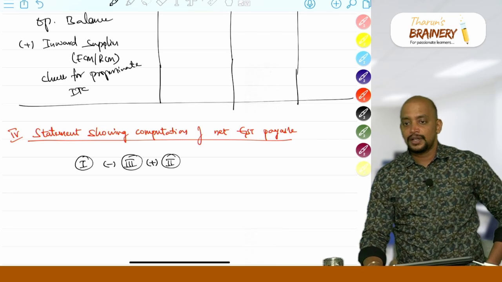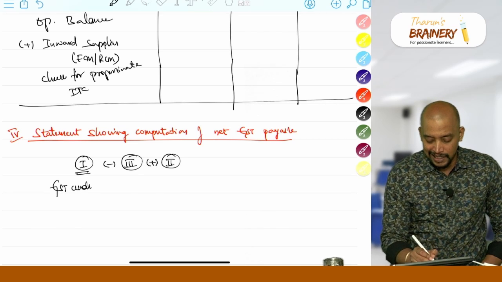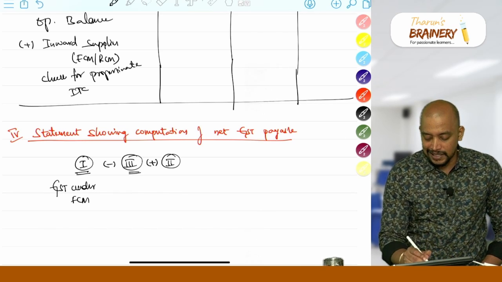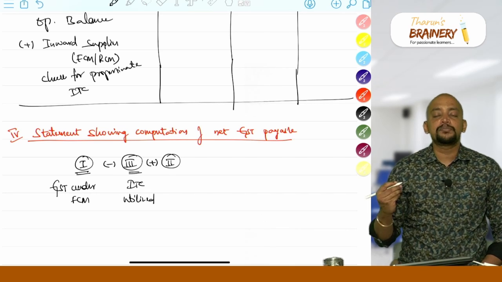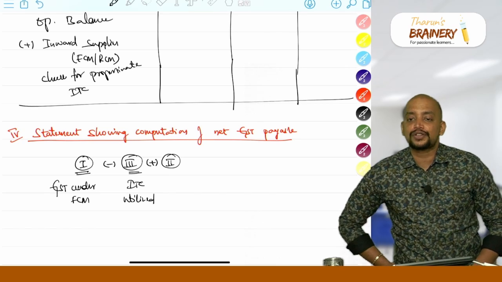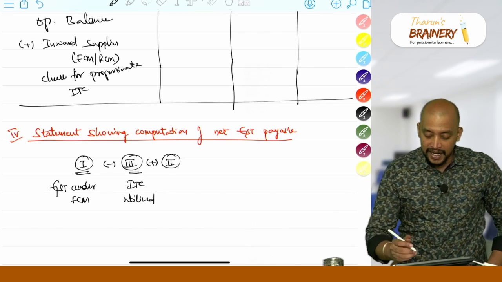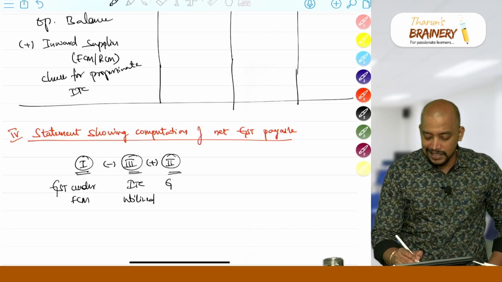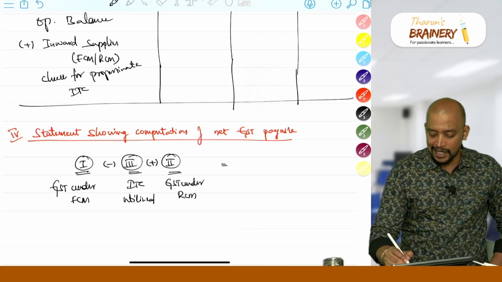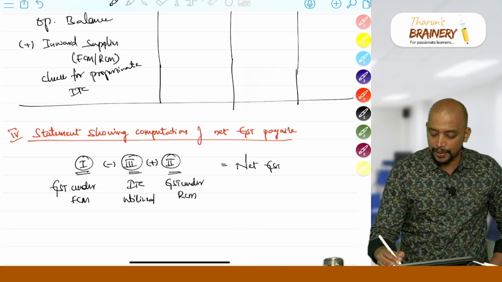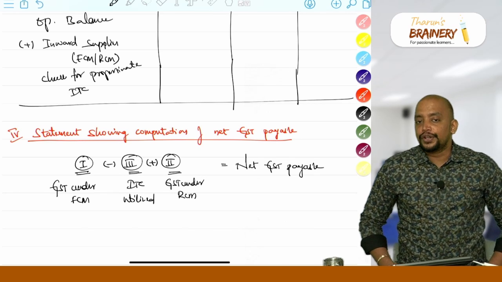You understood? This is GST under FCM. Then the third statement is ITC utilized. While utilizing the ITC, be careful. We have some principles: IGST credit should be utilized first only for payment of IGST, thereafter CGST, SGST, like we saw earlier. And finally, GST under RCM. So when you add this, you will get the net GST payable. So this is how you need to do the presentation.